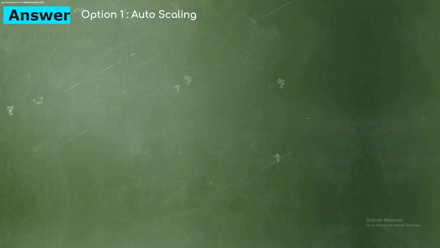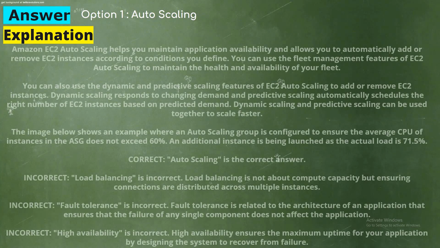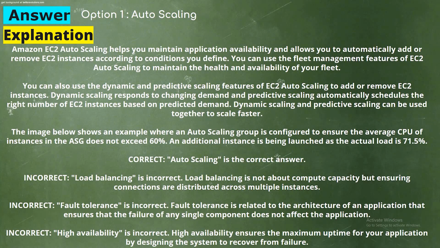Auto-scaling. Explanation. Amazon EC2 auto-scaling helps you maintain application availability and allows you to automatically add or remove EC2 instances according to conditions you define. You can use the fleet management features of EC2 auto-scaling to maintain the health and availability of your fleet. You can also use the dynamic and predictive scaling features of EC2 auto-scaling to add or remove EC2 instances.